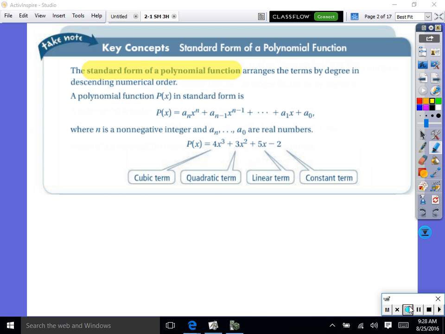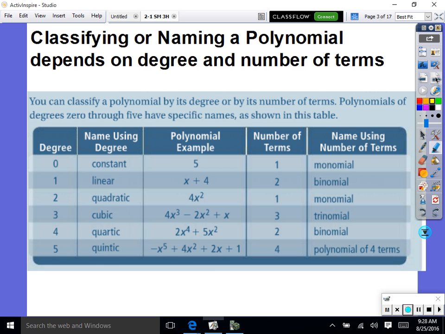So the reason we wanted to review standard form before we get to what we're doing is because you name a polynomial by degree and the number of terms. So if it's not in standard form, then you're going to name it wrong. So this is how we classify or name a polynomial. We give it two names. The first name is by the degree. The second name is depending on the number of terms.